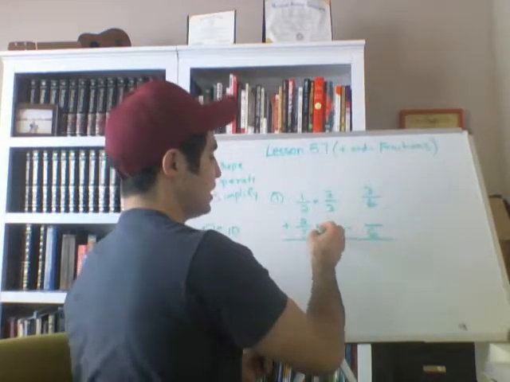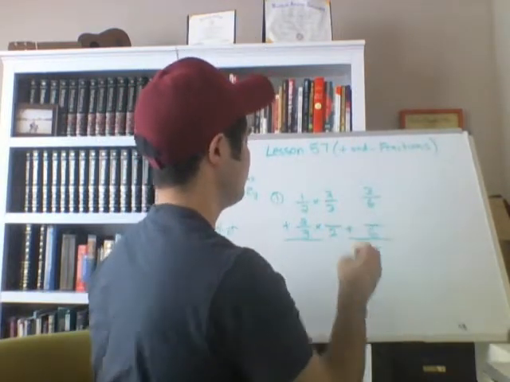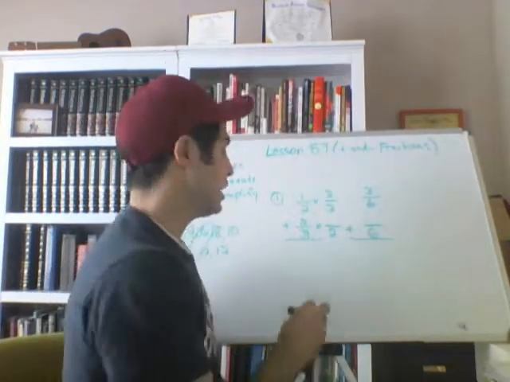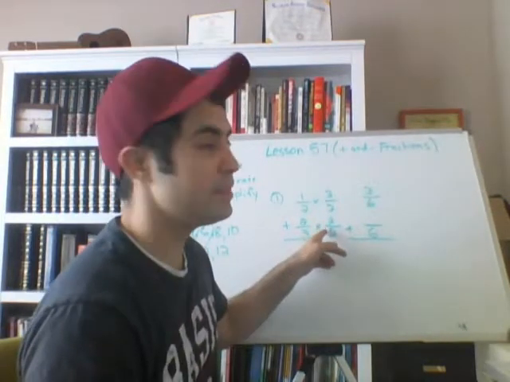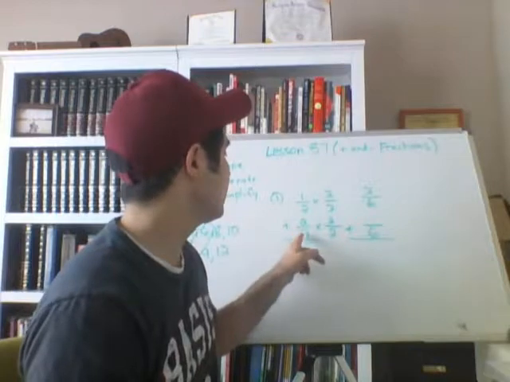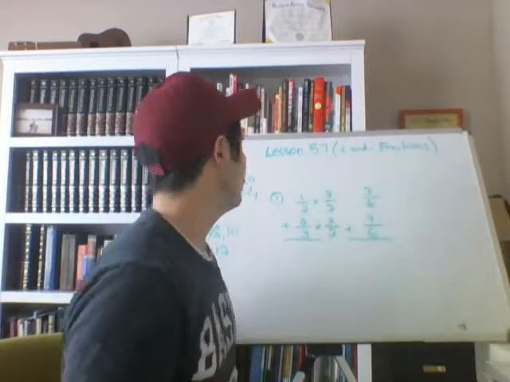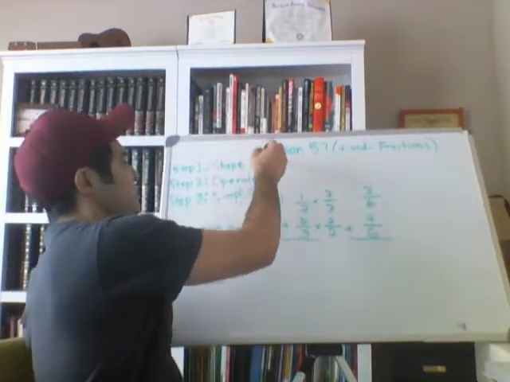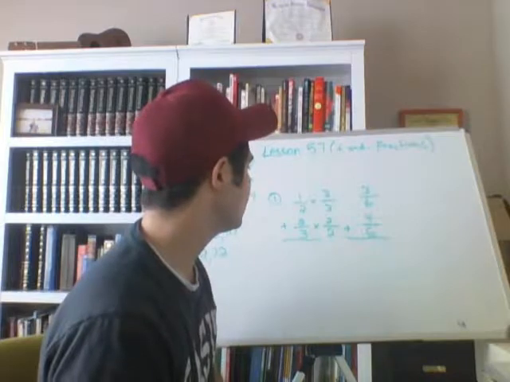Now I'm going to multiply 3 by something that equals 6, and of course that is 2. Alright, so if you multiply the bottom by 2, multiply the top by 2, so you're basically multiplying this by 2/2. 3 times 2 is 6, 2 times 2 is 4. Now that's step number 1, shape it. I've reshaped it. 3/6 plus 4/6.